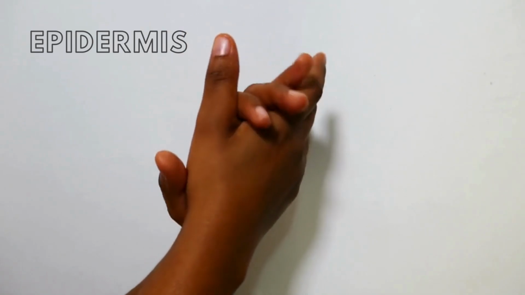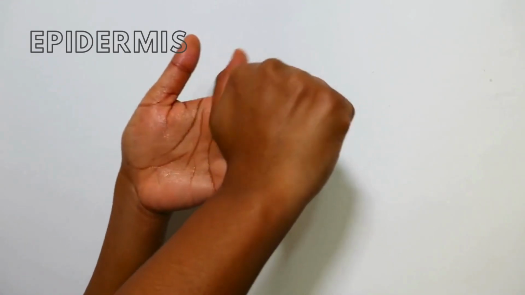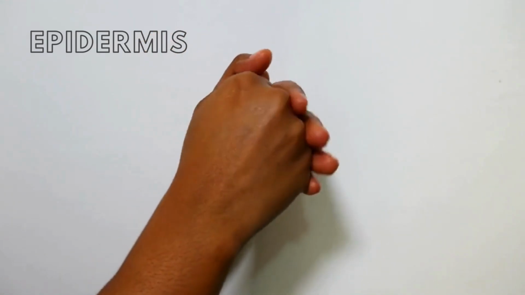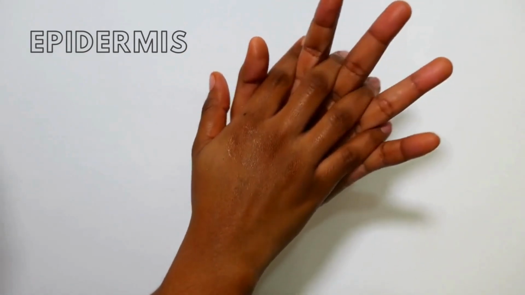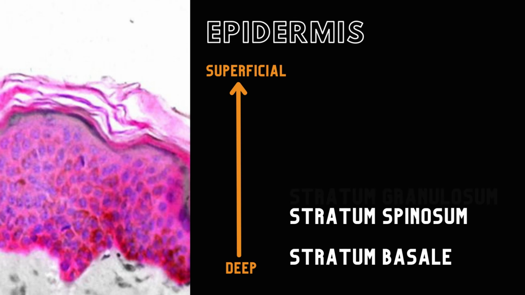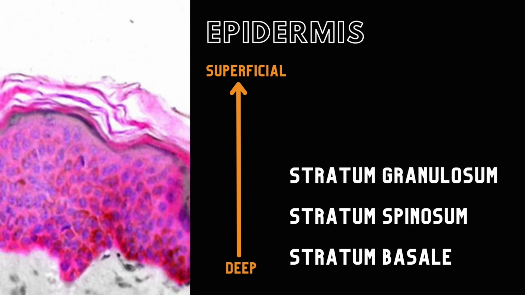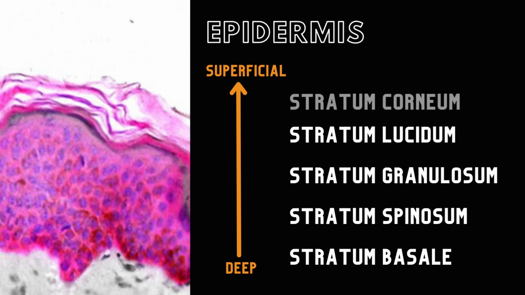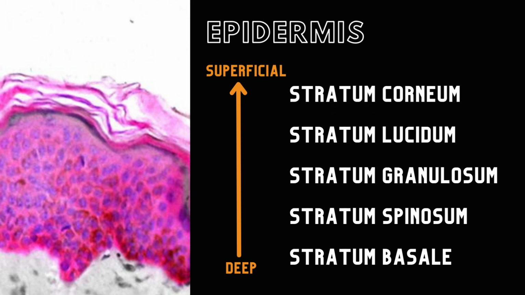Thick skin has 5 layers and typically lacks hair and is found on the palms of the hands and soles of the feet. From deep to superficial, the layers are stratum basale, stratum spinosum, stratum granulosum, stratum lucidum, and stratum corneum. Thin skin has 4 layers and lacks the stratum lucidum.